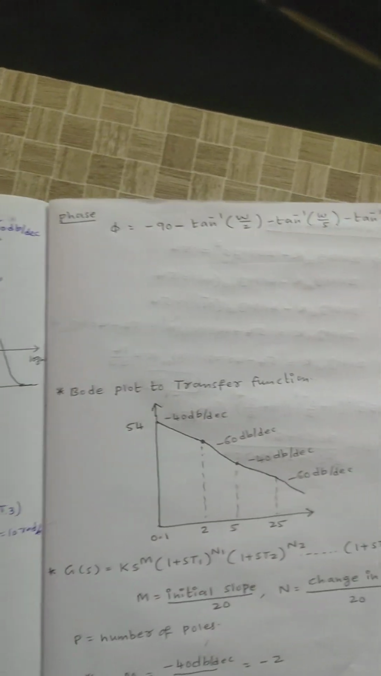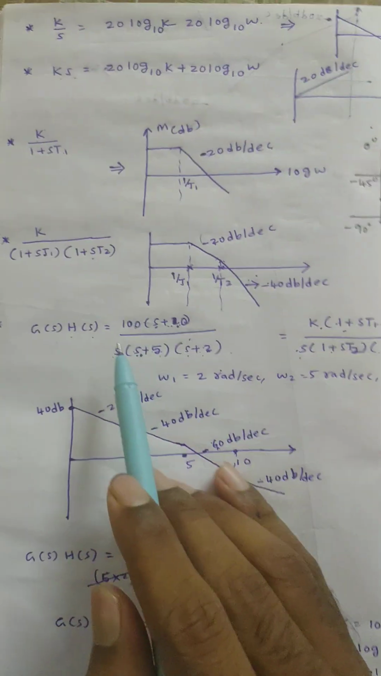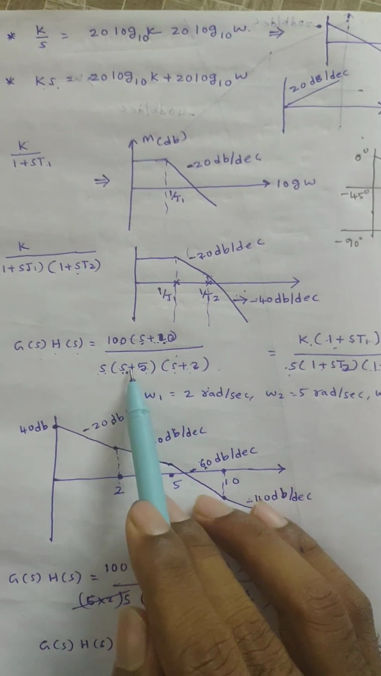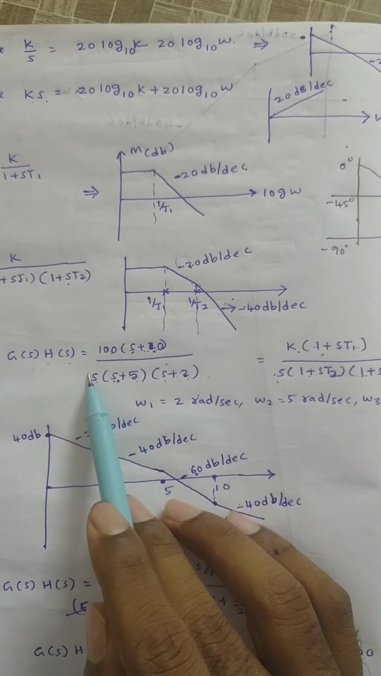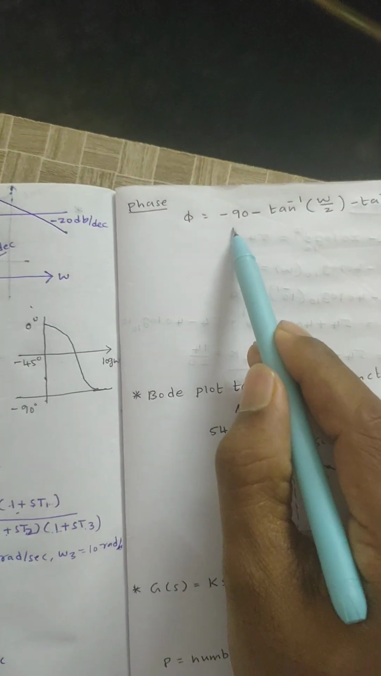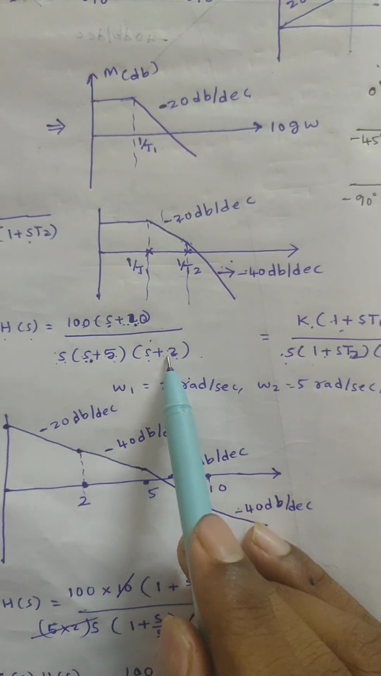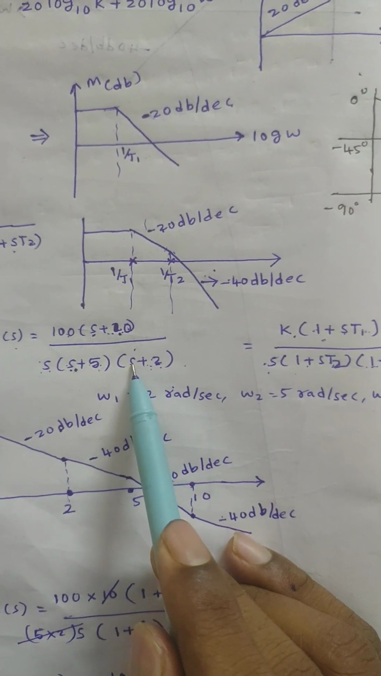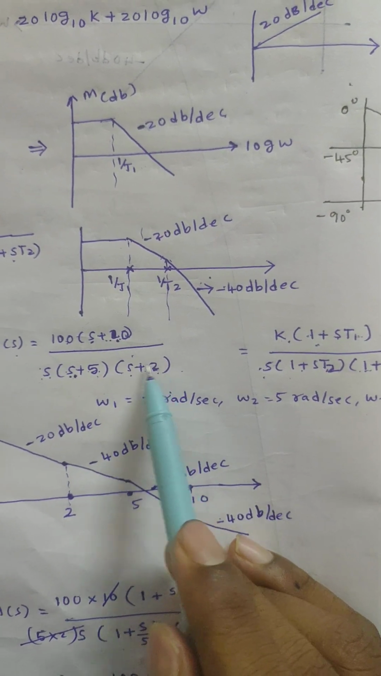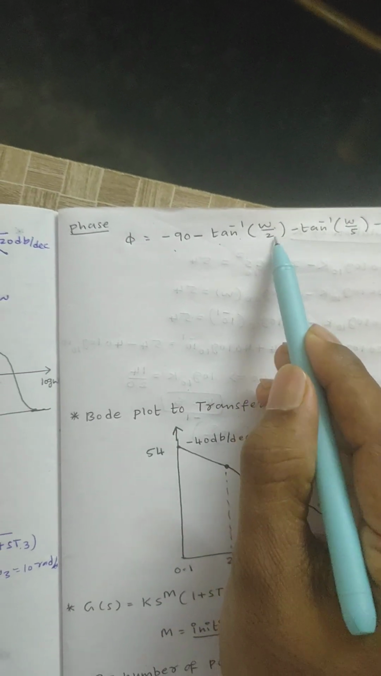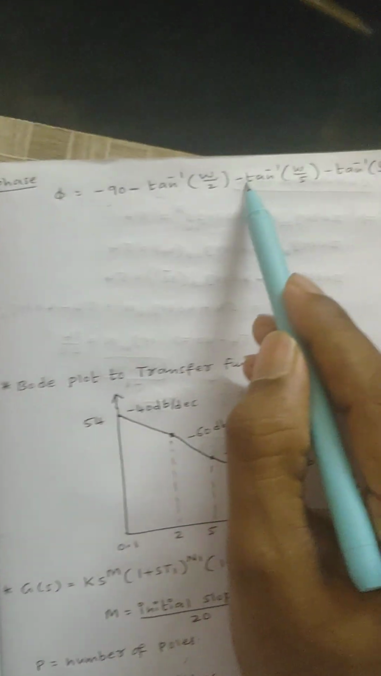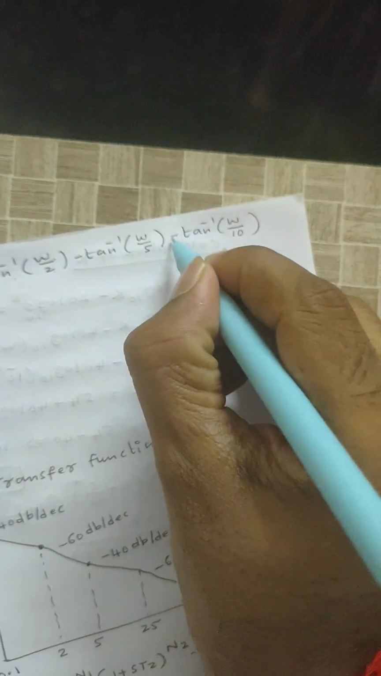If we want to plot the phase angle plot, now see here what is given: 100 into (s plus 10) by s into (s plus 5) into (s plus 2). 1 by s can be written as minus 90. Next, s plus 2, where s is j omega, tan inverse y by x. Denominator term gives minus tan inverse omega by 2. Similarly, s plus 5 gives minus tan inverse omega by 5. Next, s plus 10 is plus, because it is in the numerator, plus tan inverse omega by 10.